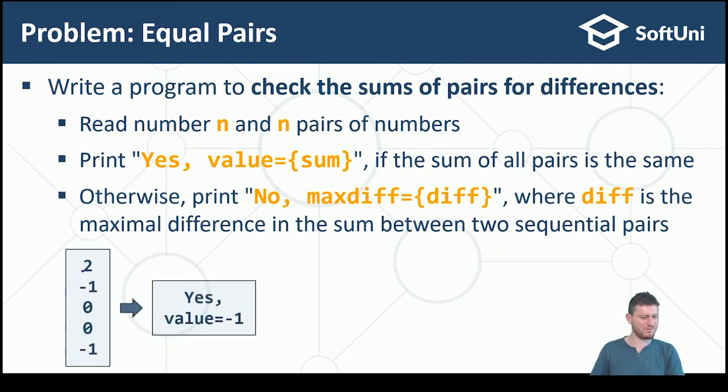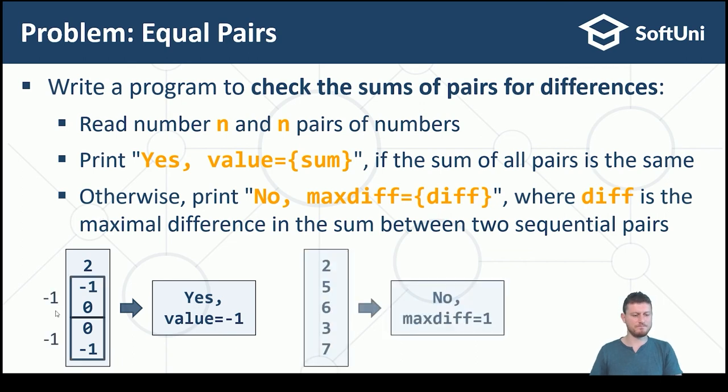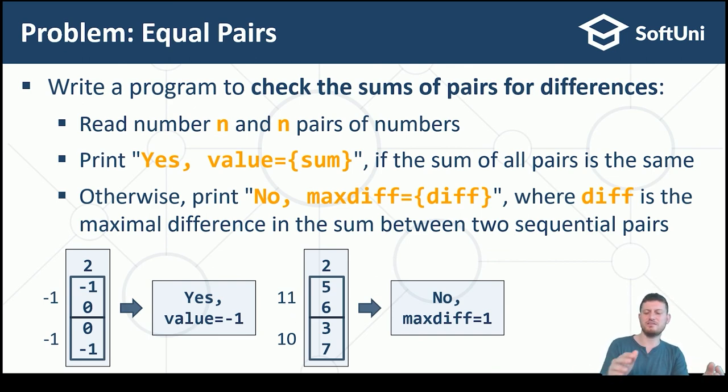This is an example. I have two pairs. The first pair and the second pair. The first pair has sum minus one and the second has sum minus one. So, yes, all pairs have the same sum and the value of this sum is minus one. Another example: we have two pairs. The first sum is 11, the second is 10, and the difference is 1, the maximum difference here.